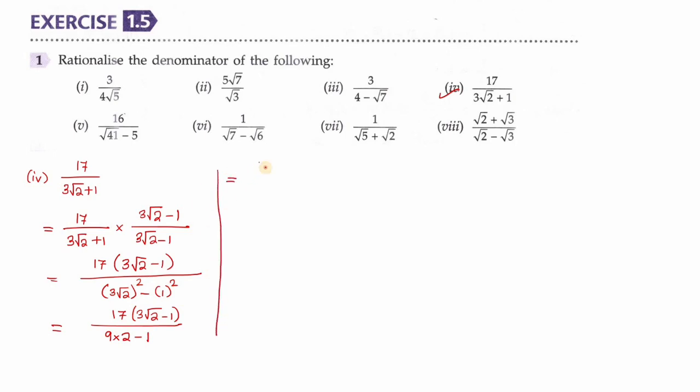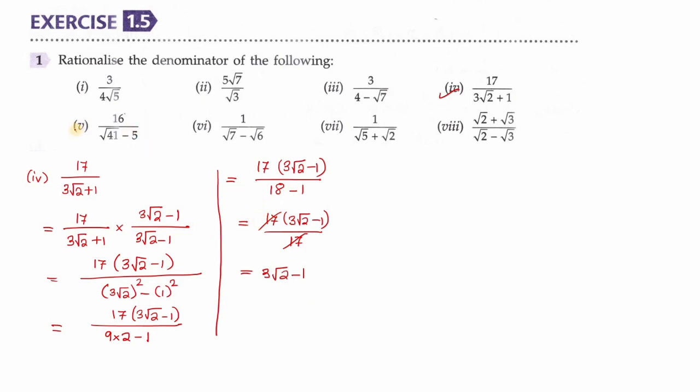Is equal to, we have 17 times (3 root 2 minus 1) whole divided by... so 9 to the... we have 18 minus 1. So yes, you have 17 (3 root 2 minus 1). So 18 minus 1 is 17. As I said, they may get cancelled. So these two got cancelled. So your answer is 3 root 2 minus 1. So this is your answer for the fourth one.